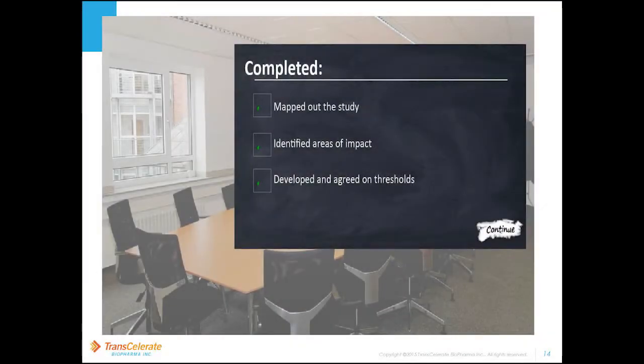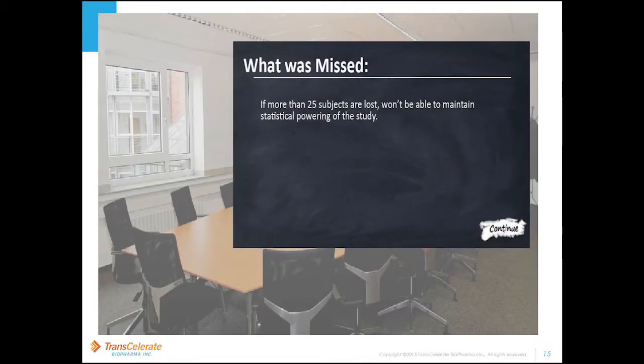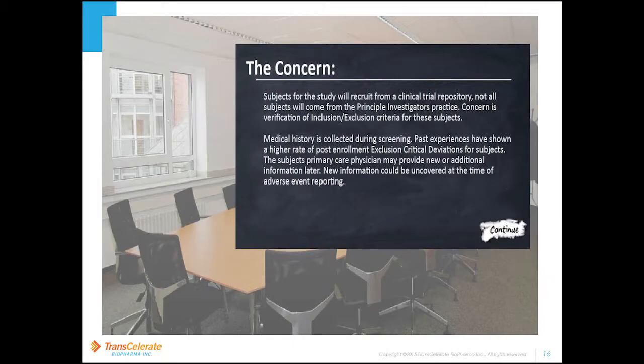The project manager points out what is completed. The study has been mapped out, the areas of impact have been identified, and the thresholds have been developed and agreed upon. At this point, the team needs to figure out if there is anything that they have missed. The biostatistician has stated that if more than 25 subjects are lost, they will not be able to maintain statistical powering of the study. The subjects for the study will recruit from a clinical trial repository, so not all subjects will come from the principal investigator's practice.